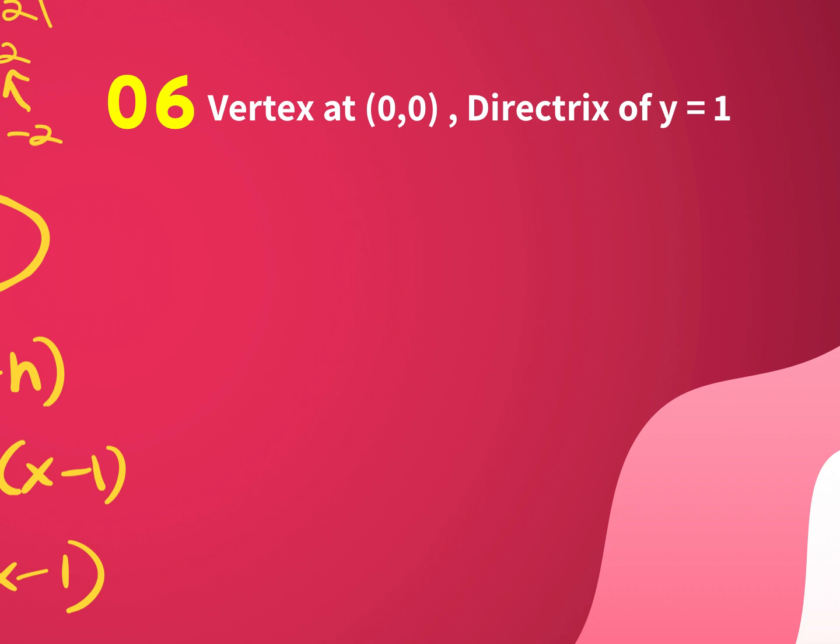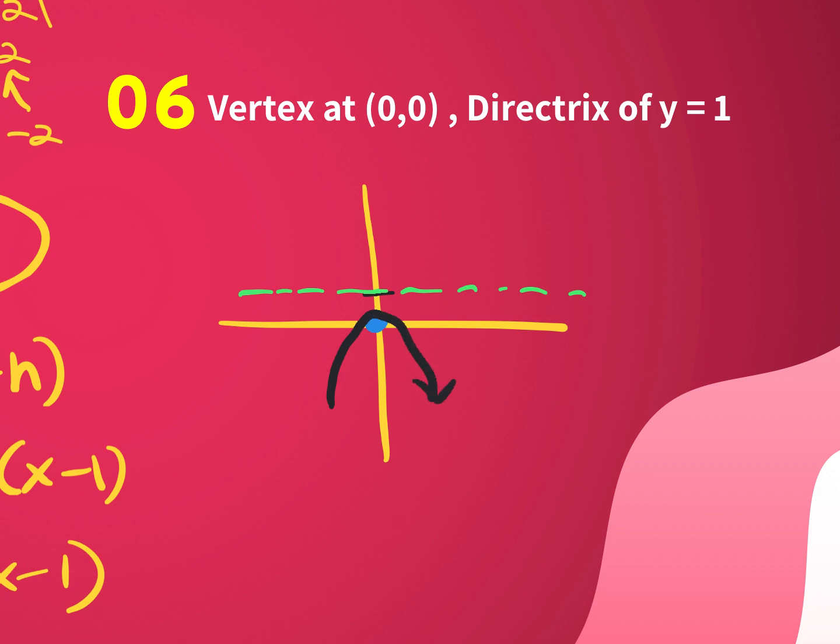So again, let's give ourselves a visual. Vertex is at 0, 0. This time they didn't give us the focus, they gave us the directrix. So my directrix is at y equals 1. So it's this line here. Remember, the directrix is always on the back side of the parabola. So this would be an upside down U. So the equation I'm using is x squared equals 4py.